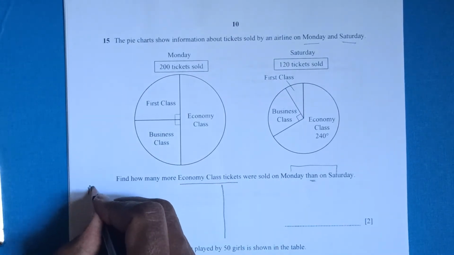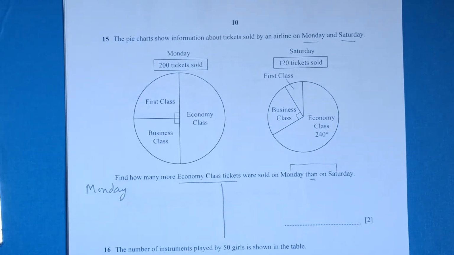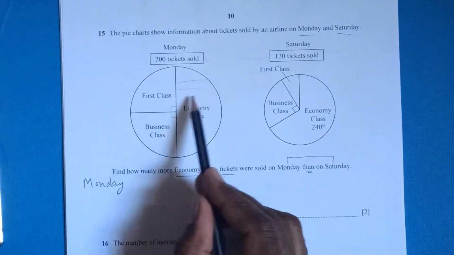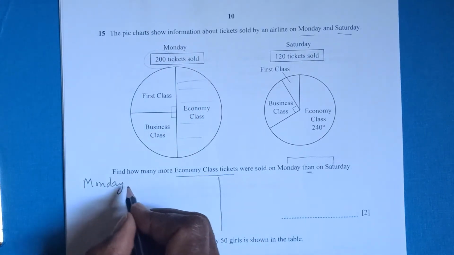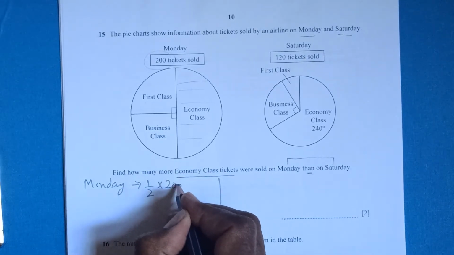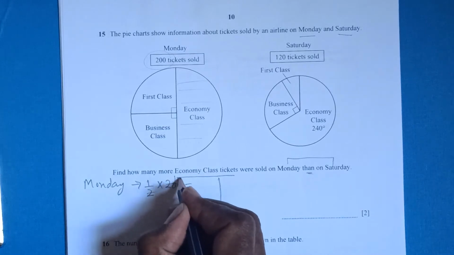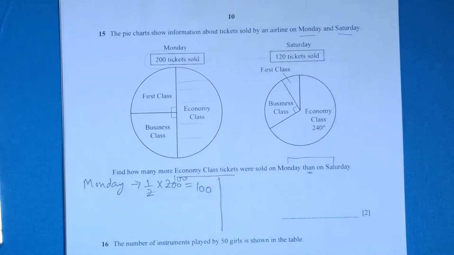So for Monday, we have this, you can see economy class, this is half. Of how many were they? 200. So on Monday we have half of 200, that is half times 200, so this is 100. So we have 100 tickets here.